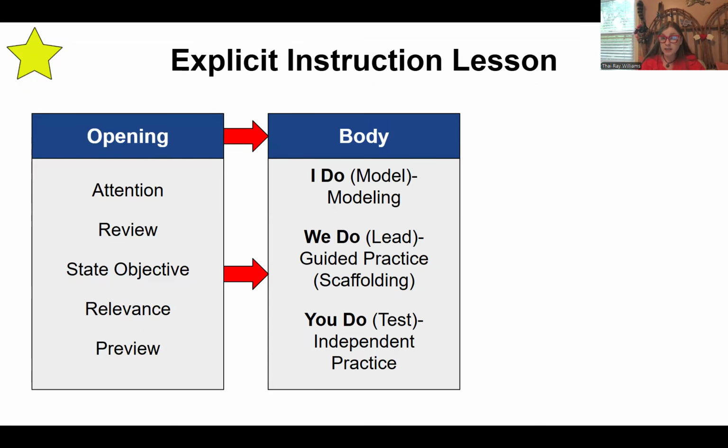The second phase of an explicit instruction lesson is the body. We start with the I do. We want to make sure the students see a complete example of a skill or a behavior before we expect them to try it. So you as the teacher are going to model that. And as you're modeling it, you're going to be doing what's called a think aloud. You're going to talk through what you're doing and why you're doing it, so the students can not only see you model the skill or behavior, but they can hear your thinking behind it.